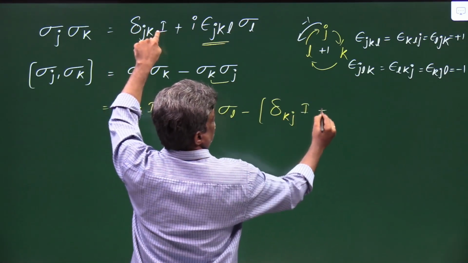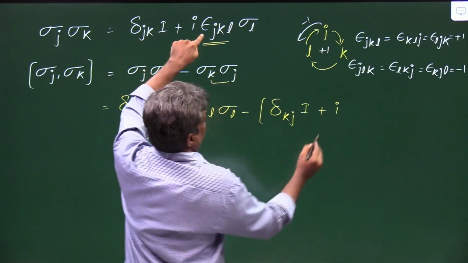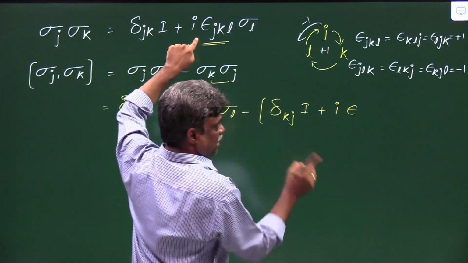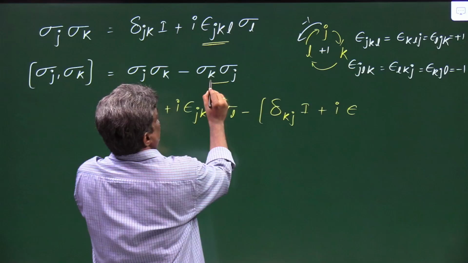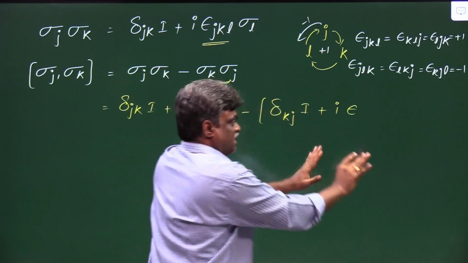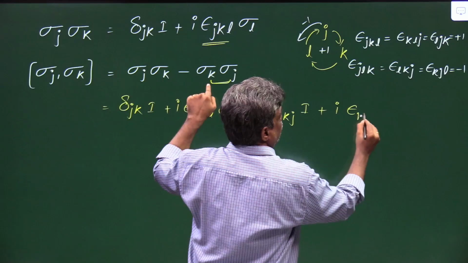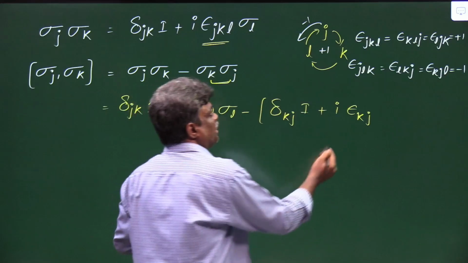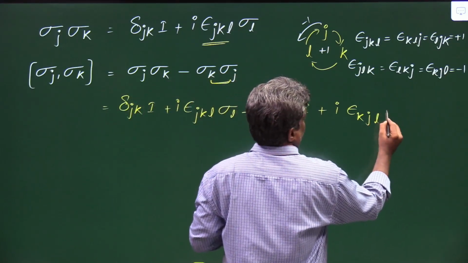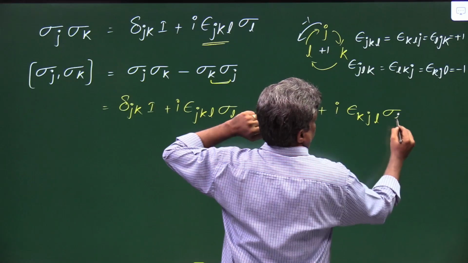No need to worry. Plus iota. Now Levi-Civita you have to write epsilon. I request you, no need to worry about this. Whatever the order they have given, just take that. What is the order? kj. And the third one dummy index, just take l. That's it, sigma l.